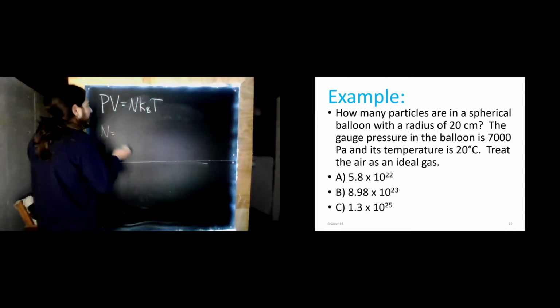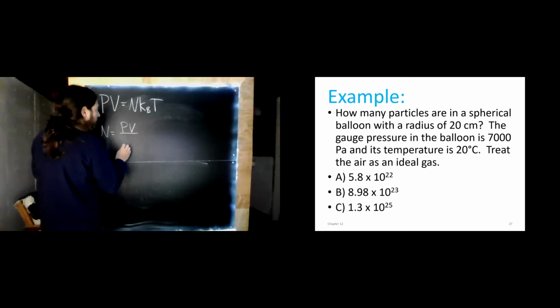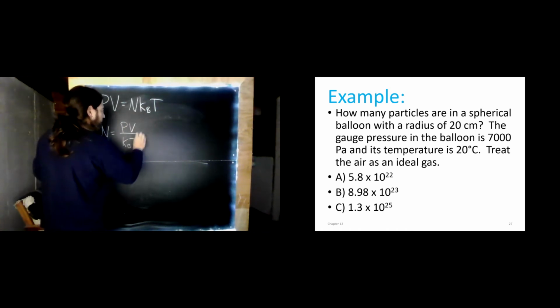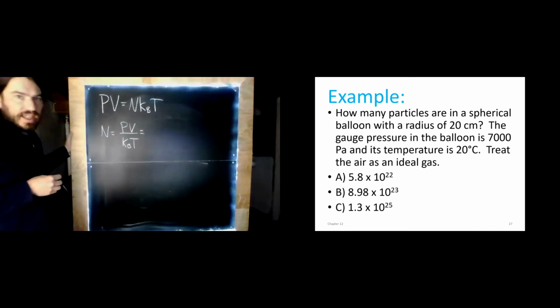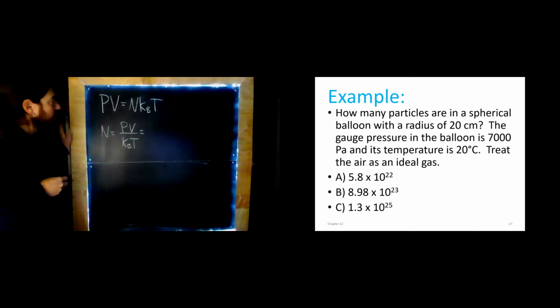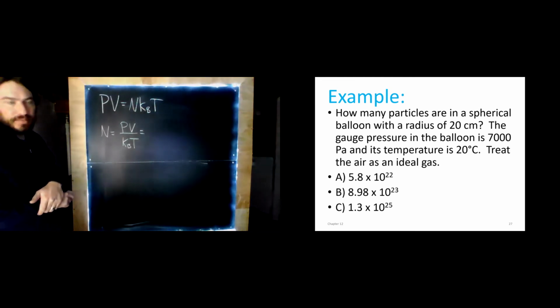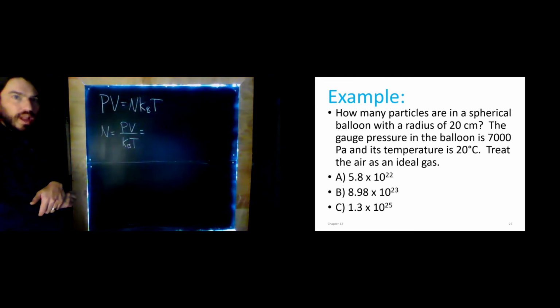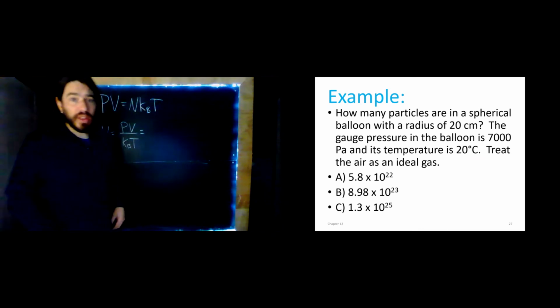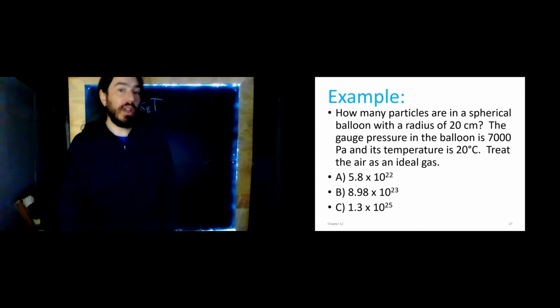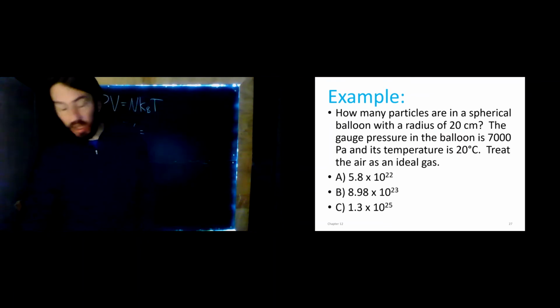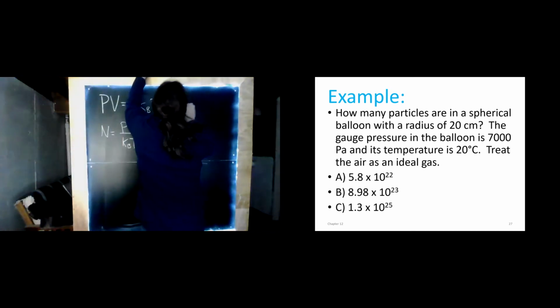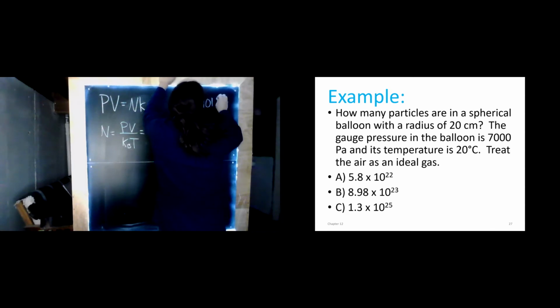So our algebra is straightforward here. We just end up with PV over KBT. Tricky things to look out for here are the pressure. We should be using the absolute pressure. Well, what is the absolute pressure? Recall that in the previous segment, I gave you a conversion between atmospheres and pascals. And recall that 1 atmosphere is equal to 101 kilopascals.